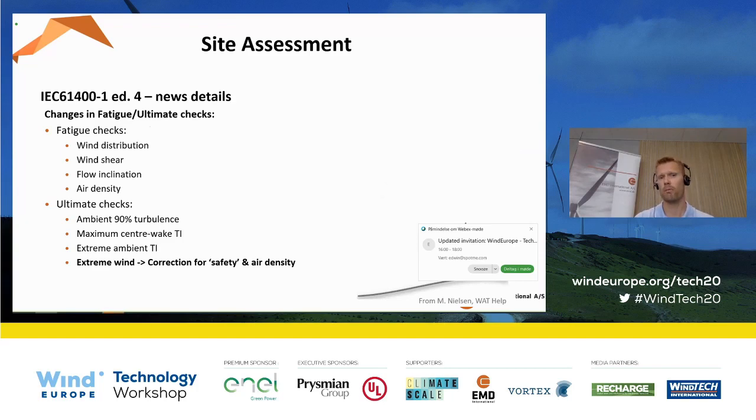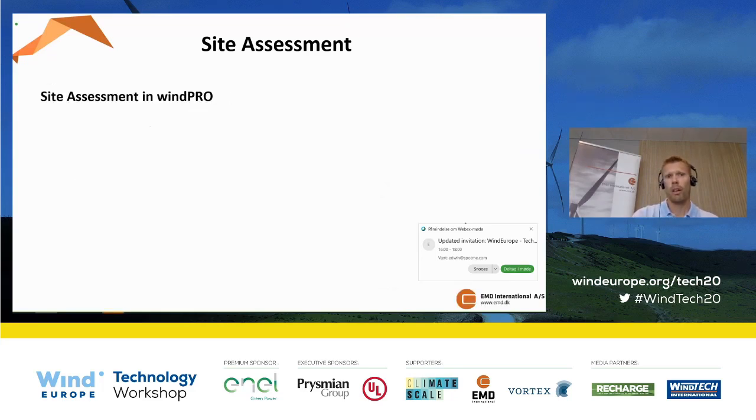However, 2 new corrections have been introduced. One to correct the safety level, because apparently it has been identified that there was not enough safety for particular types of extreme wind distributions, Gumbel distributions. And so to correct for this, a safety correction might need to be applied. And then the standard also explicitly defines an air density correction. So those were the main changes in the edition 4 standard relative to edition 3.